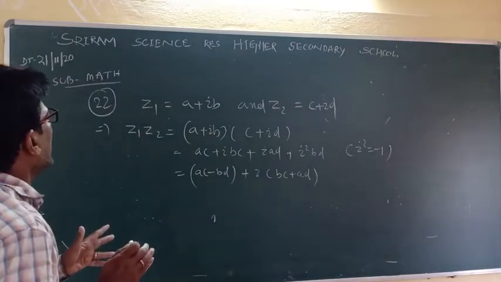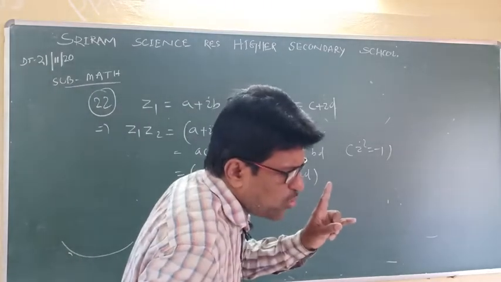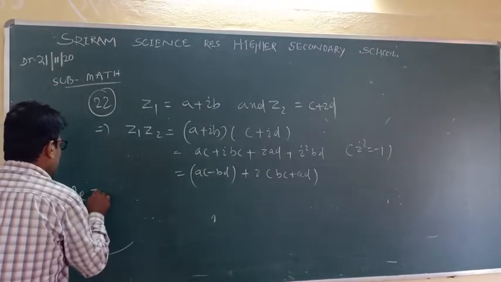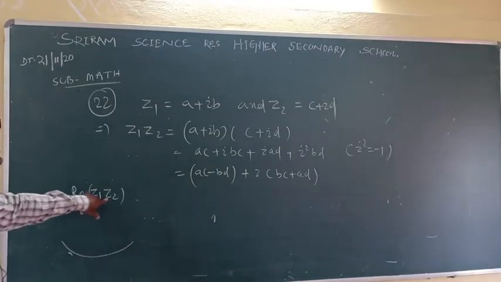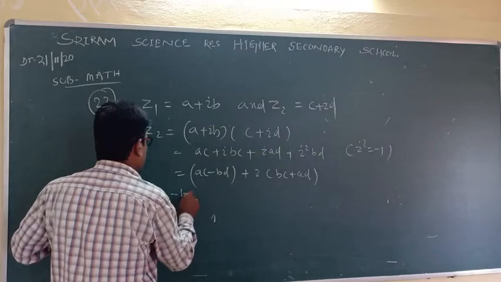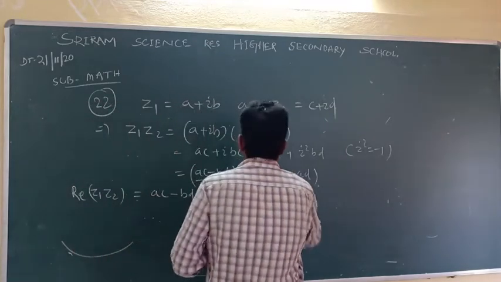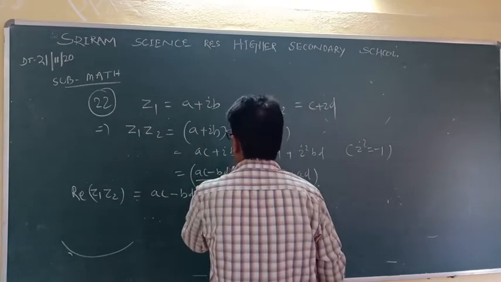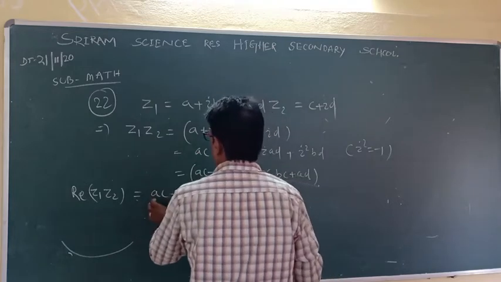Now, taking the real part of z1 z2. First question 1. Re means the real part of z1 z2. The real part of z1 z2 is equal to ac minus bd. That is the real part, and that is imaginary, because the part multiplied with i is imaginary, and the part with no i is the real part. So ac minus bd is the real part.